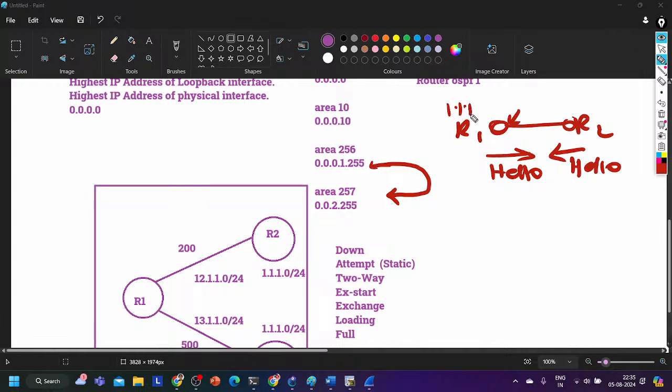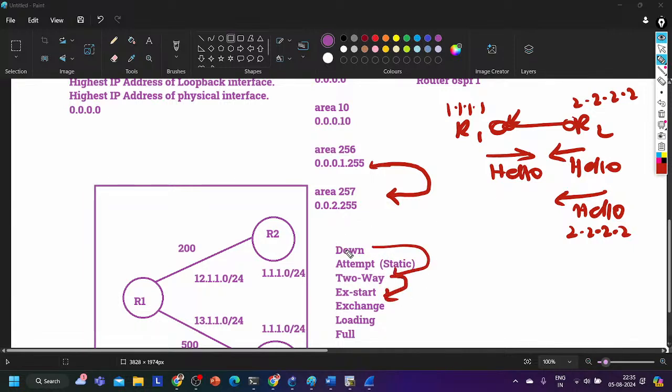Router ID of R1 is 1.1.1.1, and router 2 is 2.2.2.2. So in the second hello message, router 2 is going to send its own router ID as well as the router ID of the neighbor. And once a router receives a hello message with its own router ID, the state will directly move from Two-way to ExStart. First, when it receives a hello message, the state will move to Two-way. In Two-way, it will check, is the neighbor router sending my router ID in the neighbor router ID field? If yes, then the state will move to ExStart. So Two-way state is generally used to check bidirectional connectivity.